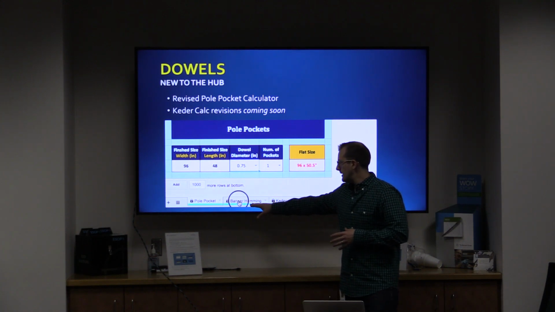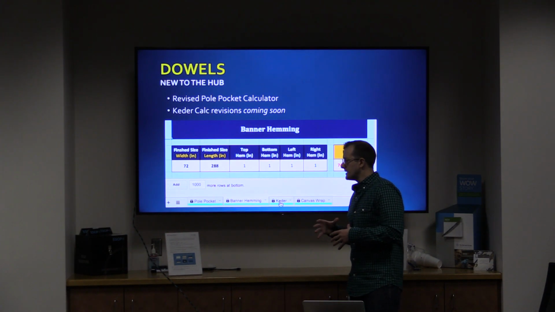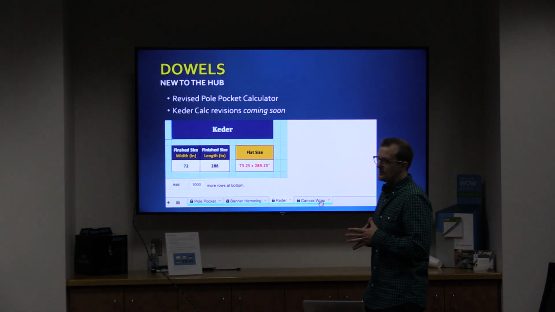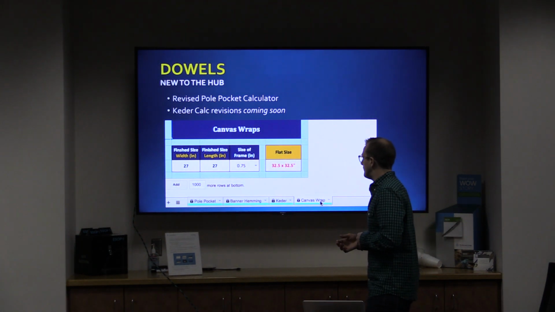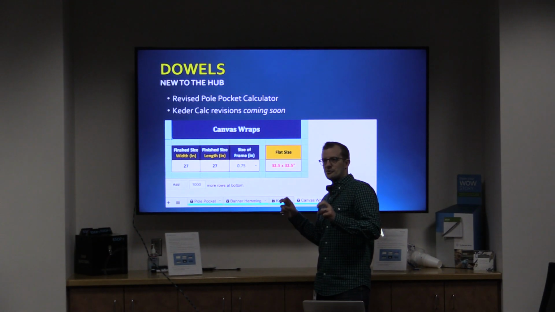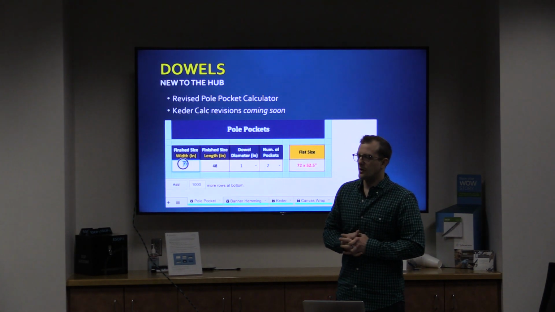And then we've added banner hemming and keter and canvas wraps. Basically anything that needs a flat size calculated, I've added it in here so that you can jump in there and get that information out. Please note that the keter one is under construction. I've even noted that in there because we're working with production.